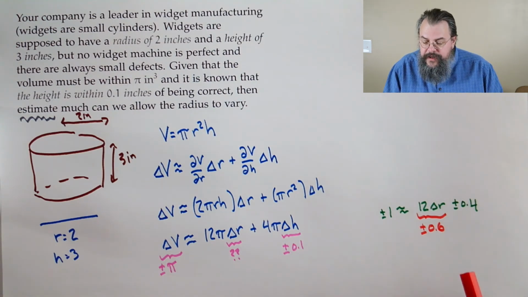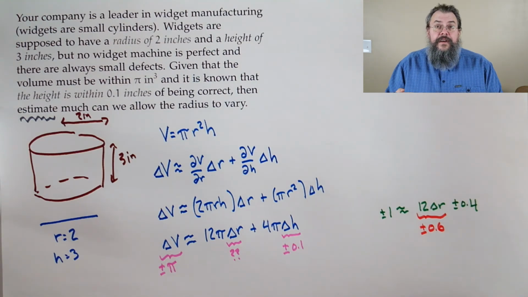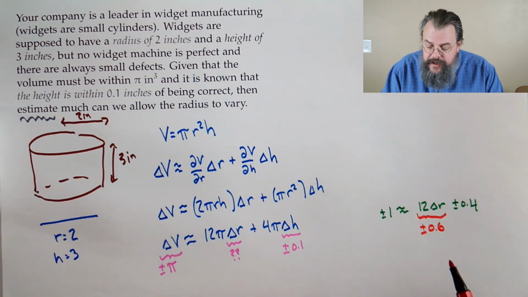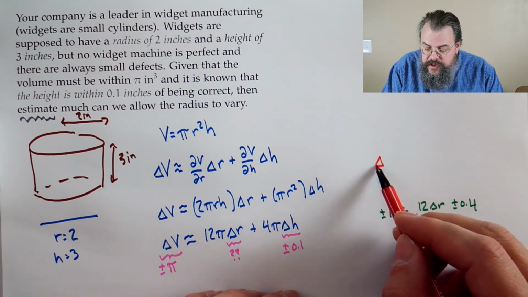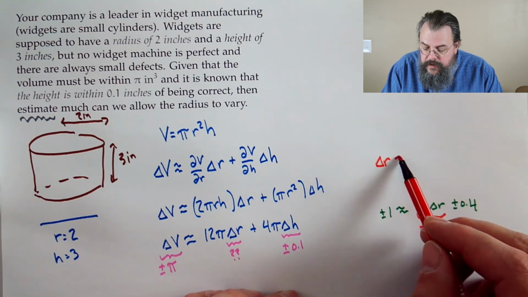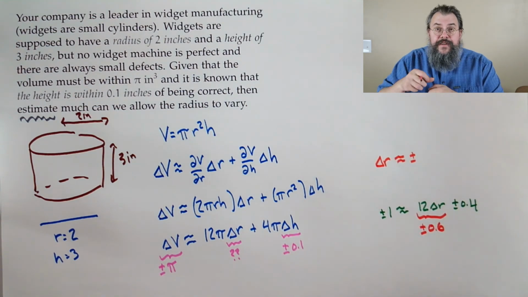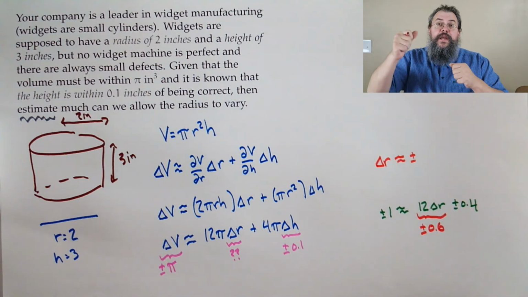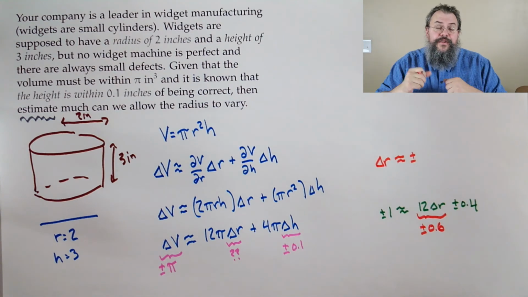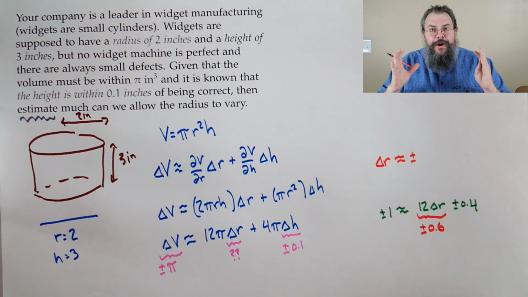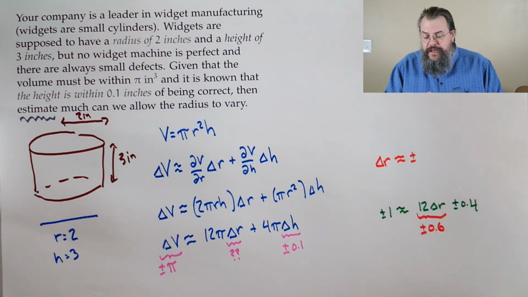So 12 times the change in the radius has to be within 0.6. Finally, if we divide, we can say our change in our radius has to be within plus or minus, that's our tolerance. We can go up or down because you can imagine both things are too big, or both things are too small. Now, of course, if one goes up and one goes down, they might cancel out a little bit, but we don't know. We're thinking of them as being independent.